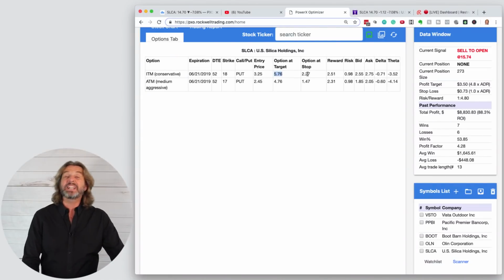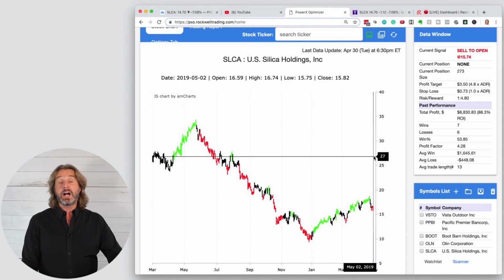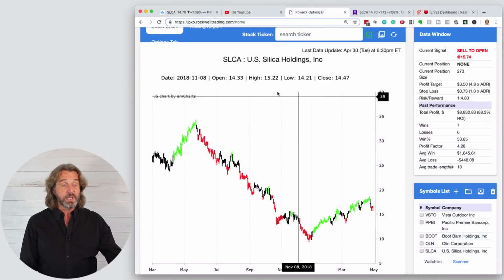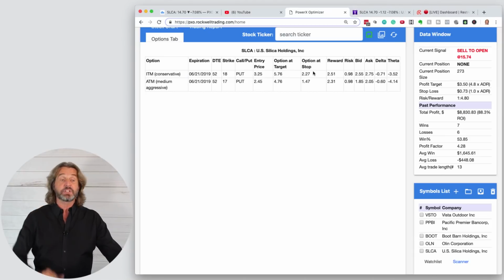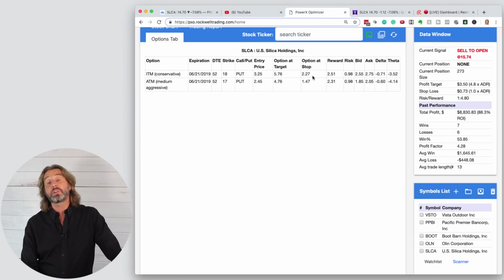Now, if this trade does not go in my favor and SLCA is going up, so this would be going against me, then I know that the option, once it goes up to my stop loss, is still worth $2.27. Knowing this, I can now calculate my reward and my risk.